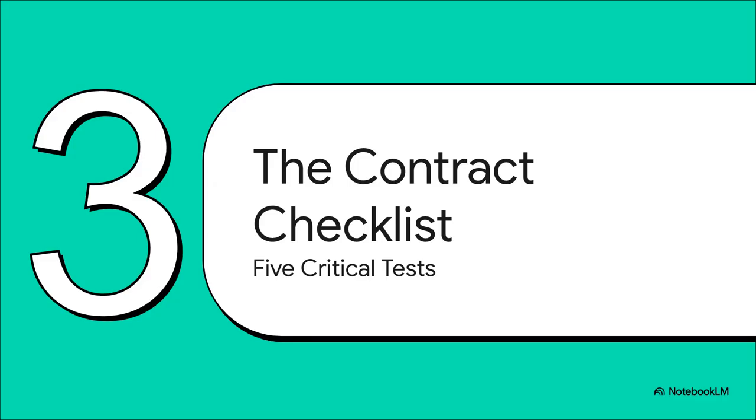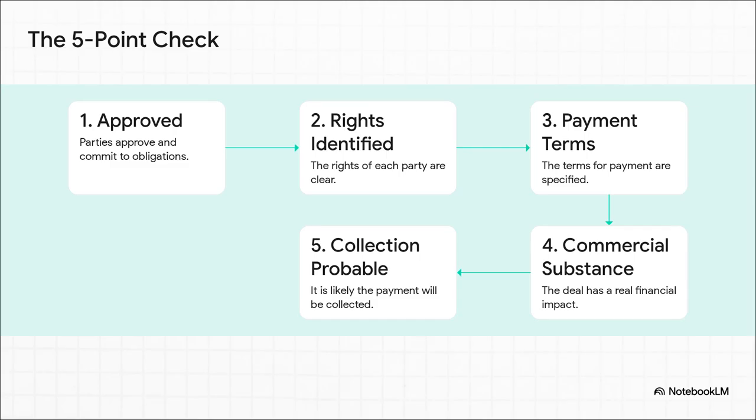And that brings us right to the core of step 1, the 5-point contract checklist. I want you to think of this as a series of gates. An agreement has to pass through every single one of these gates before it can move forward. So here they are, the 5 tests. First, the contract has to be approved. Then the rights and payment terms need to be clearly identified. It also needs to have a real financial impact, what we call commercial substance. And finally, and this is a big one, the company has to be pretty sure it's actually going to get paid.